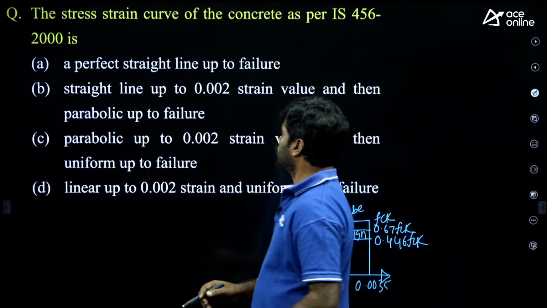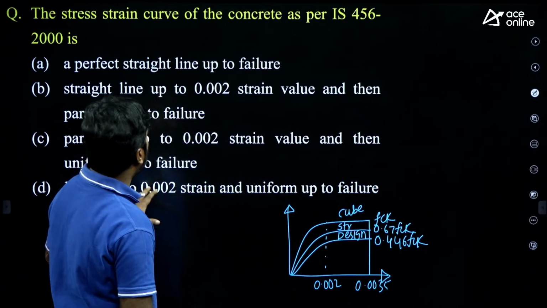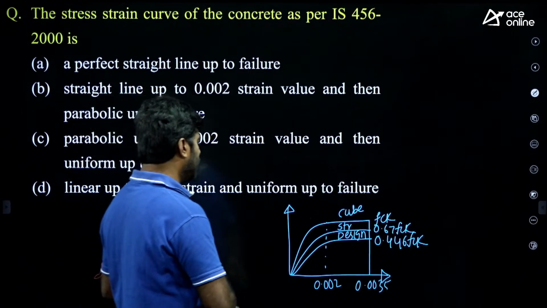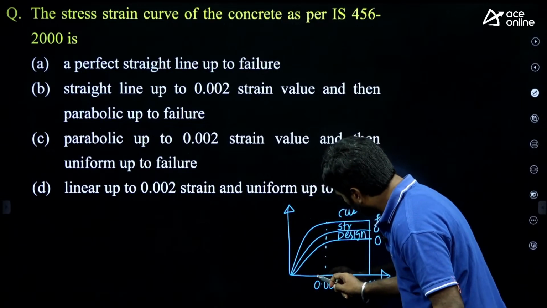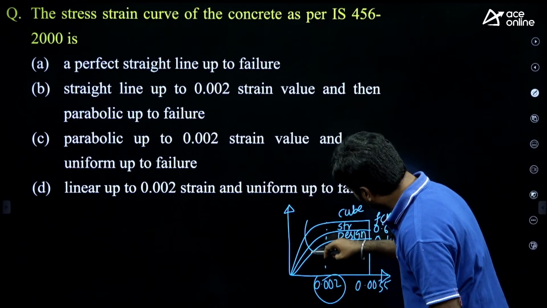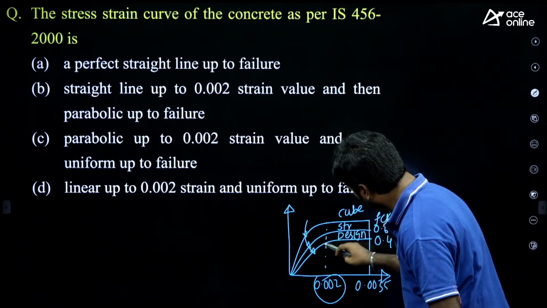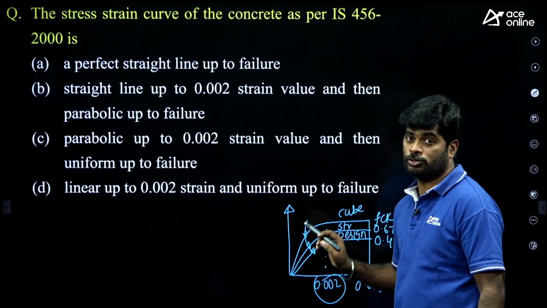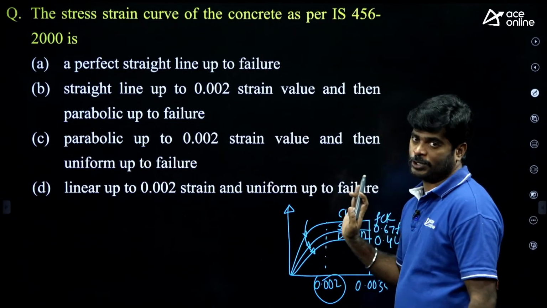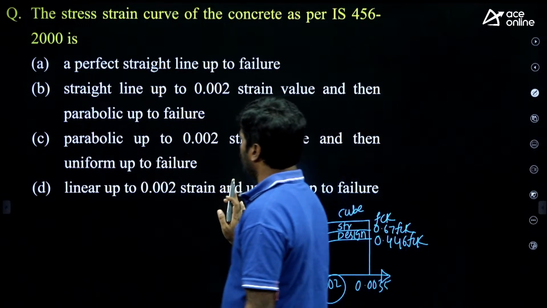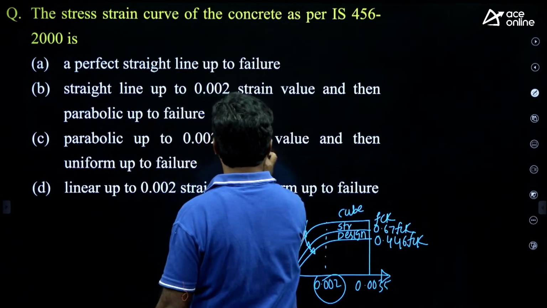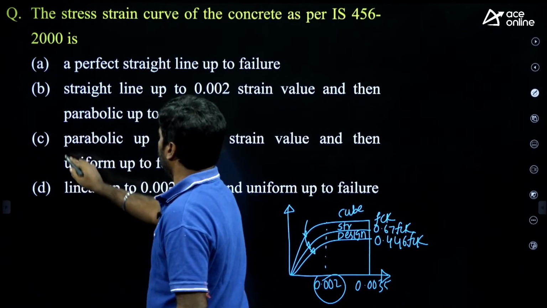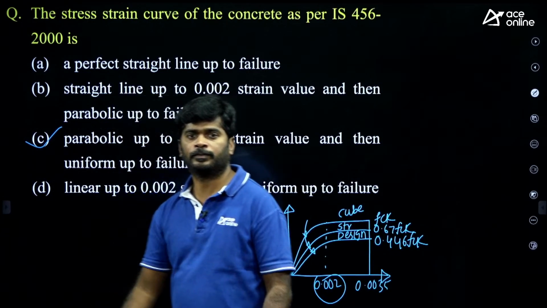Here they asked the question, what will be the stress strain curve of the concrete as per IS 456-2000? My dear, it is parabola. Parabola up to what? This is parabola. Parabolic shape. From here to here parabola. Then rectangle. Up to which strain it is parabola? 0.002. Beyond that it is constant. It is parabola up to 0.002 strain value and then uniform up to failure. Option C is correct.